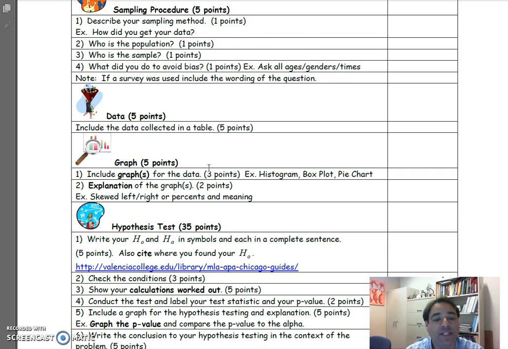Okay, and then everyone's going to have 2 graphs in their project. The first graph is going to be a graph of the data. If I was asking a yes or no question, I would make a pie chart. What percent yes, what percent no, and explain it. If I had a bunch of numbers, then I can make a histogram or a box plot, and I would explain it. Is it skewed left or skewed right? Okay, and to get that graph in your project, you can freehand draw it. You can get it from your calculator and copy and paste it, however you want to do it.